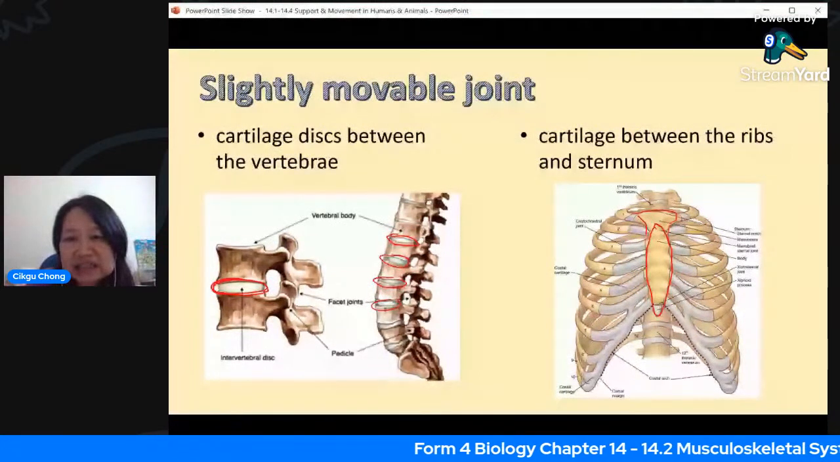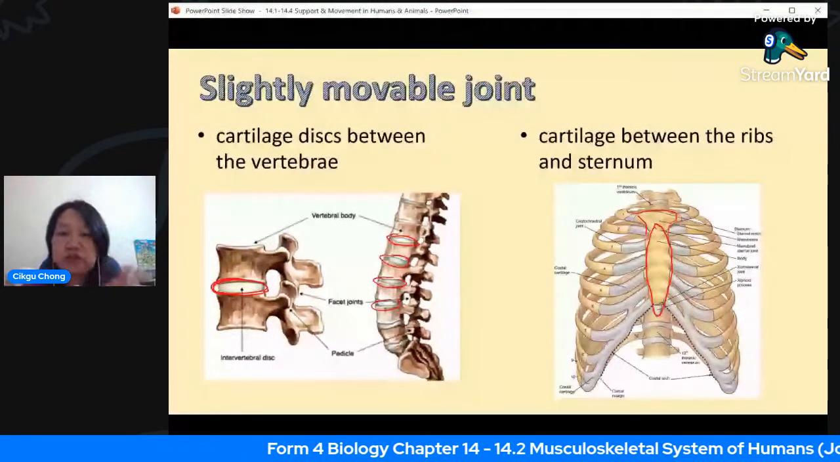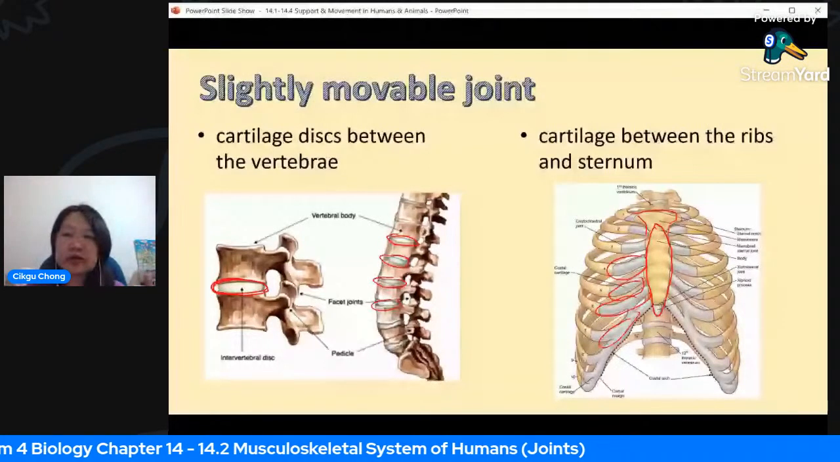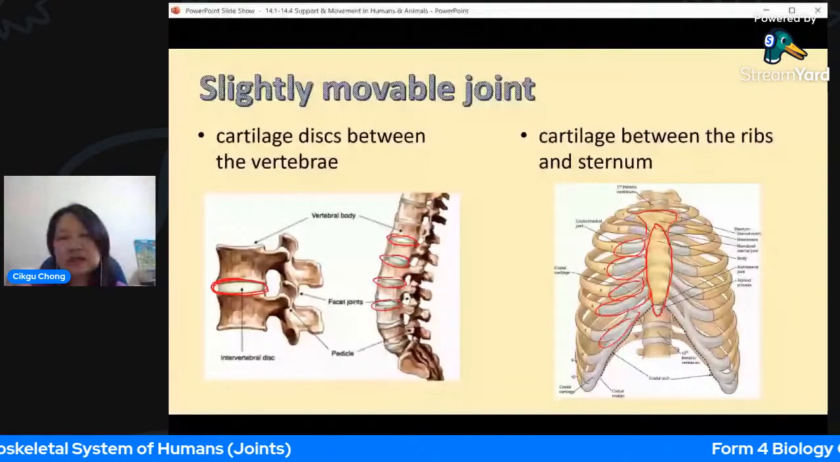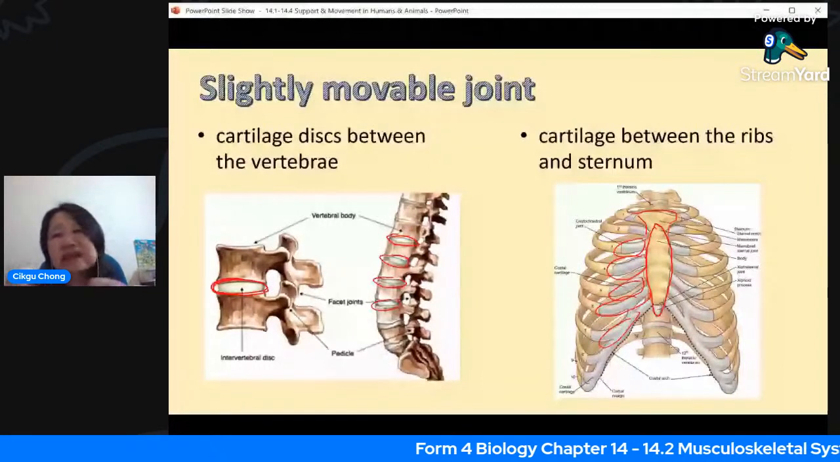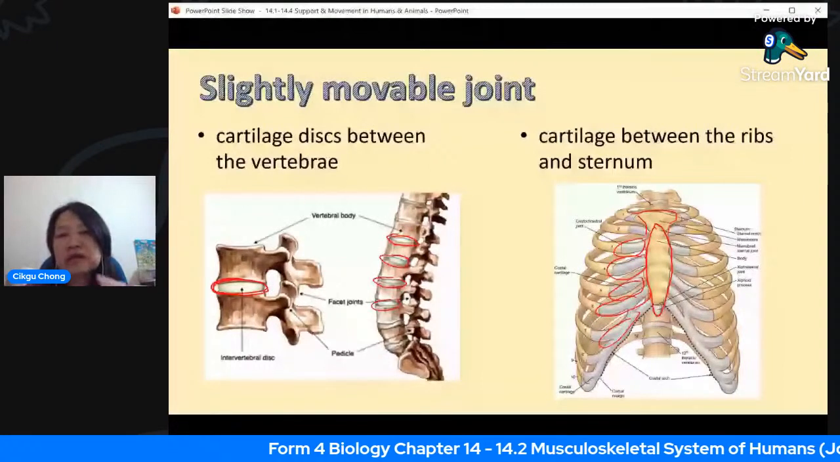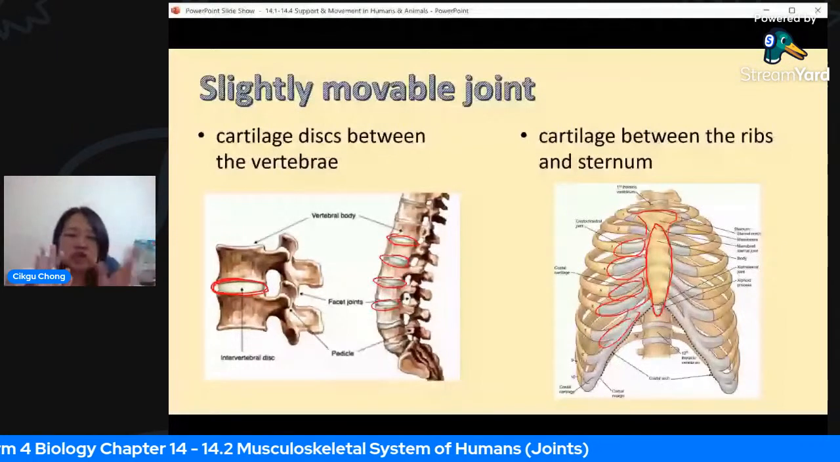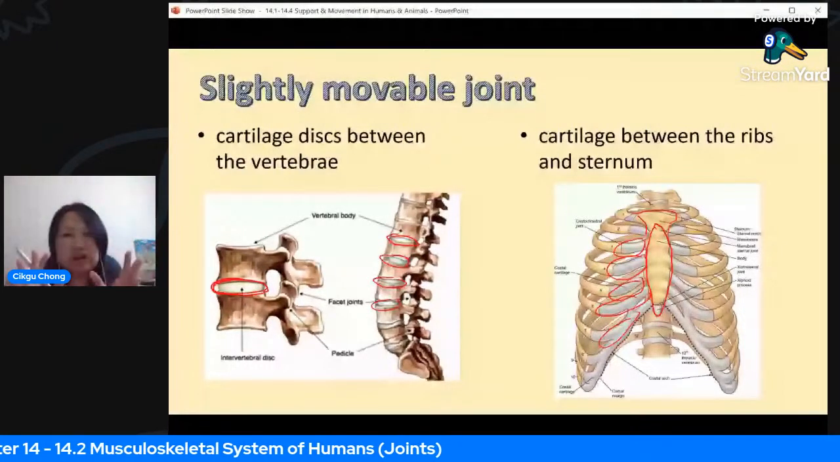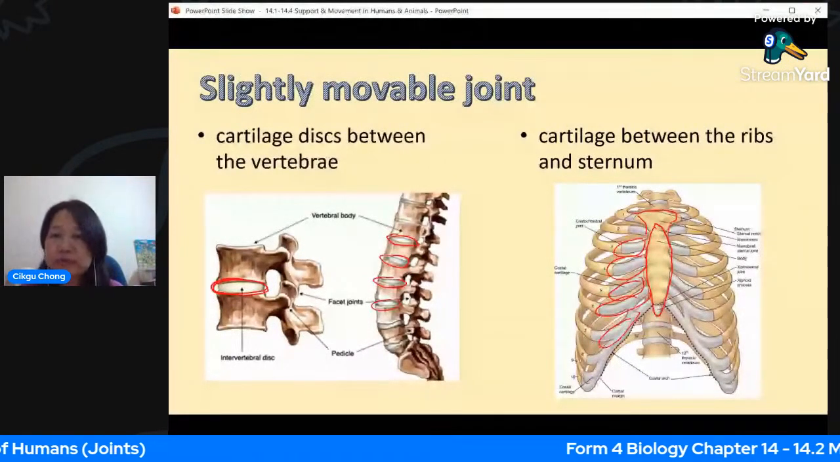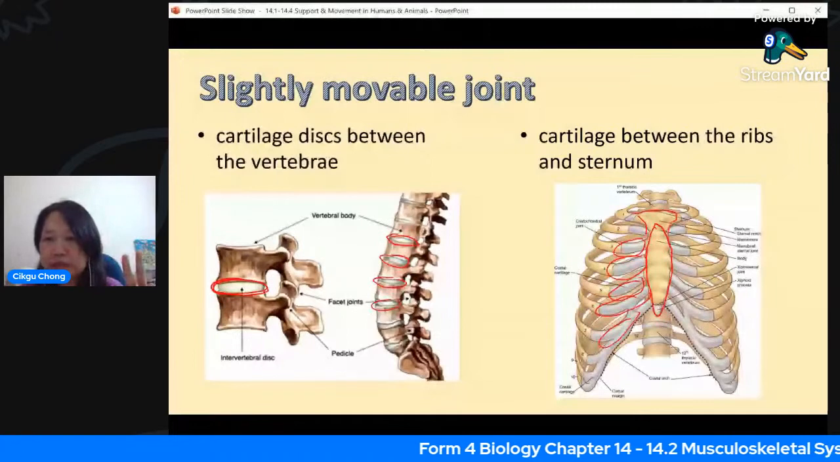These are cartilage. Cartilage is actually a soft bone. It also gives you protection, but it's not as hard as bone. So there is very slight movement. Of course, your ribs do not shift position very much. So these are the two examples of slightly movable joints, second group. Now, let's look at the third group.